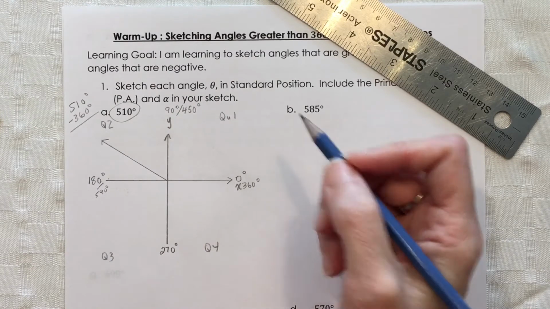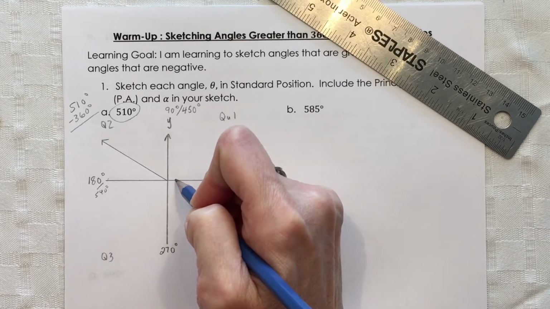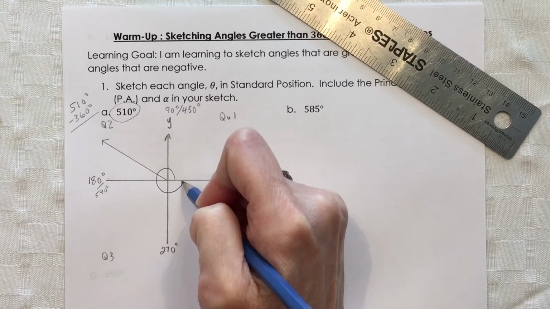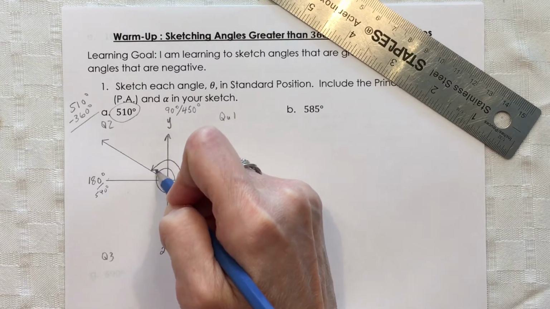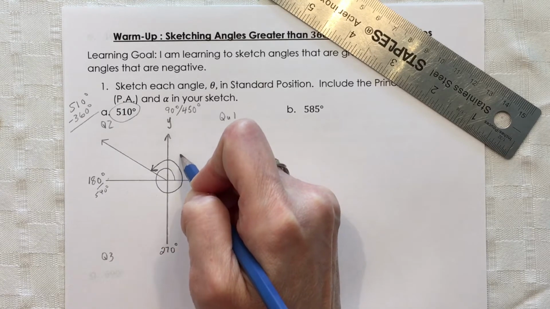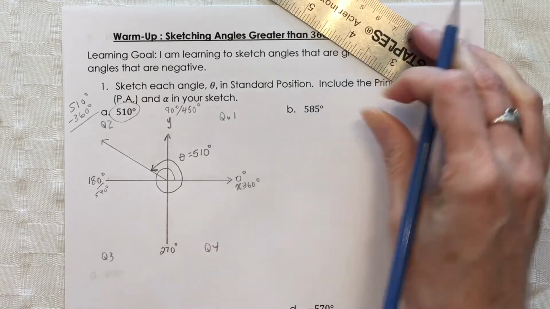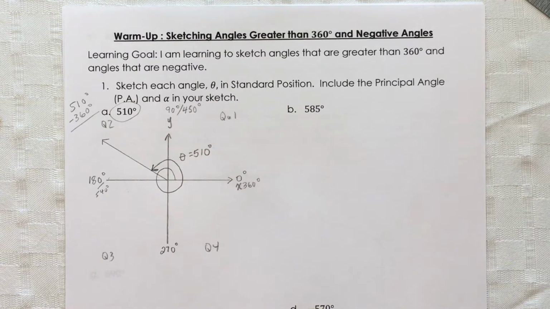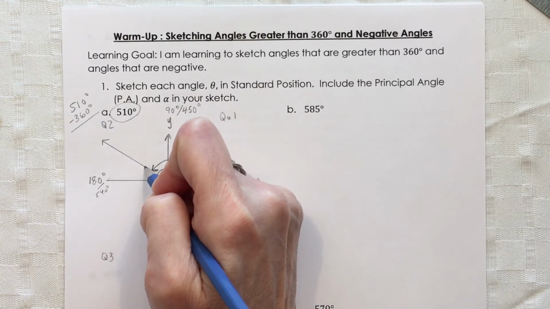Okay, so if I want to draw 510 in standard position, then I'm going to go all the way around once, that's 360, and then back again. So this is theta, which in our case is 510 degrees. Okay, so sketch each angle theta in standard position. Include the principal angle and alpha. So let's do alpha first. So alpha doesn't need an arrow.